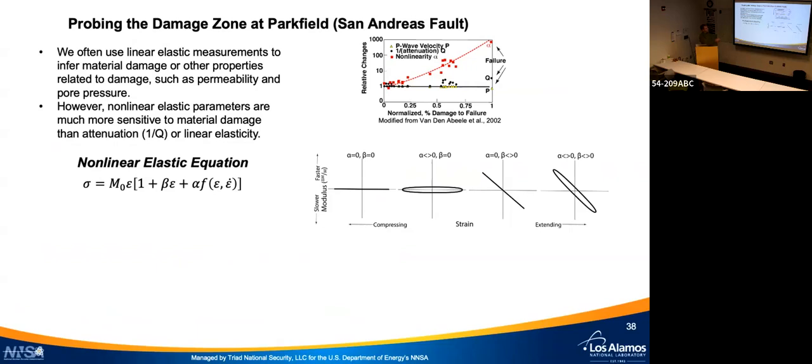And so this tells us a little bit about the different parameters. That relates to this figure I showed you up here, where we'd like to be able to measure alpha, because that tells us a lot more about what's going on with the material integrity than the P-wave velocity or attenuation.